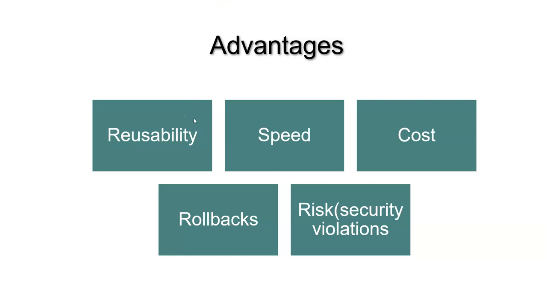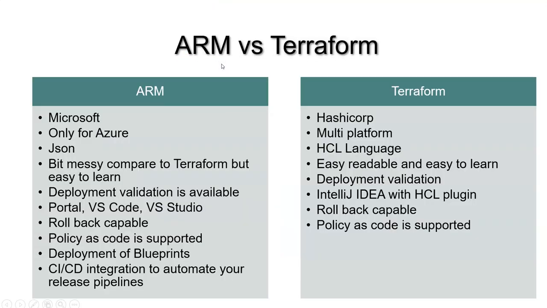So coming to the next one, ARM versus Terraform. So there are multiple options, right? Even Terraform can be used to deploy your infrastructure to Azure, and Terraform is actually multi-platform, like it can be used for AWS, Azure and GCP as well, whereas ARM can be used only for Microsoft Azure, nothing more. So let us see what the differences are, or let us have a comparison.